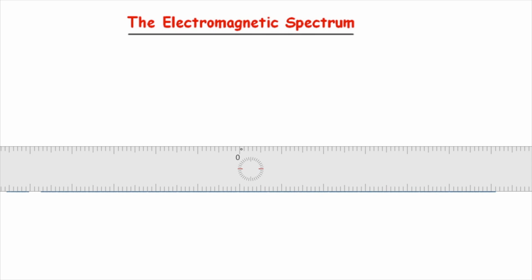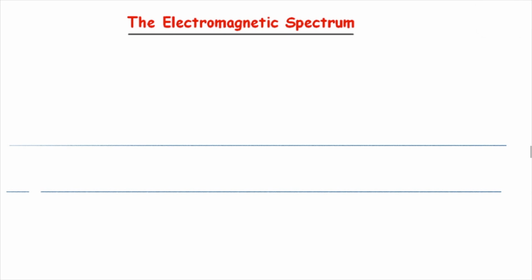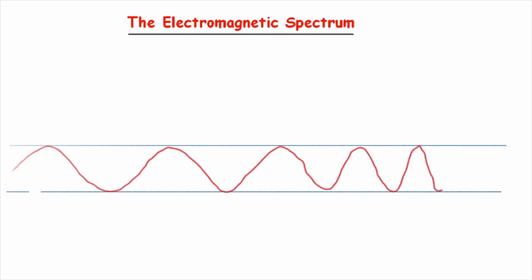Let's try again. Not sure what happened there. And the difficult part is then drawing a wave going from left to right where the wavelength is getting ever so slightly smaller as we go across. And then, as we approach the end, the wavelength gets incredibly small, which is representing the electromagnetic spectrum.